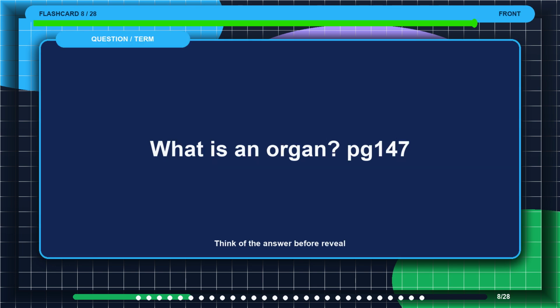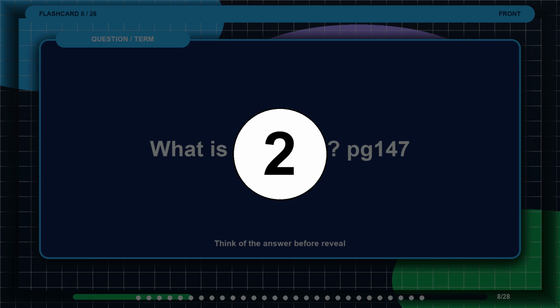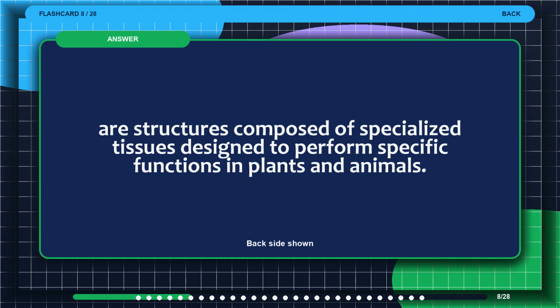Flashcard 8. What is an organ? PG 147. Pause and think of the answer before the reveal. The answer is organs are structures composed of specialized tissues designed to perform specific functions in plants and animals.